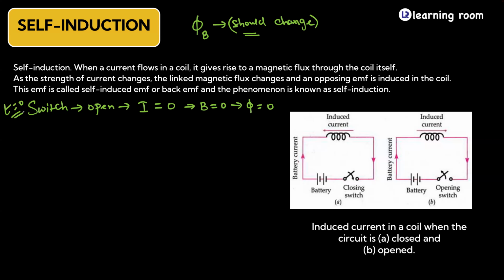Now the question is, when I close the switch, since you're using a DC battery here, first the current was 0, then the current will start growing from 0 to some steady state value. Let's say at some random time t, after the switch is closed, the current becomes steady. When the current becomes steady, can I conclude that the magnetic field is going to be steady? And when the magnetic field is steady, the flux is also going to be steady, meaning it is going to be a constant value.